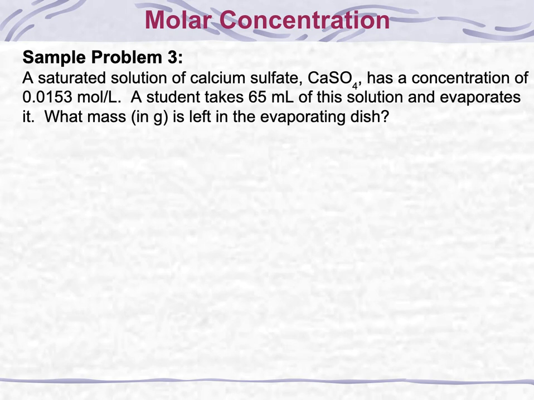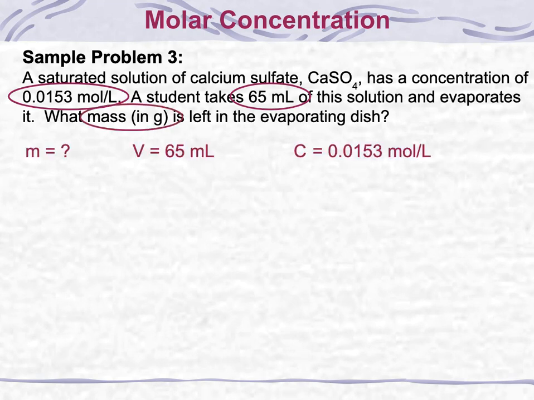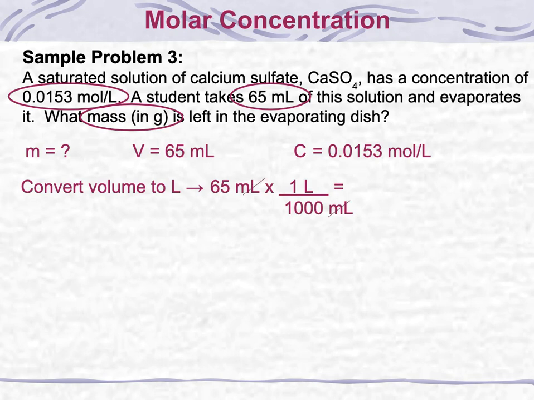So we'll find the information in the question. We've got a concentration of 0.0153 moles per liter and a volume of 65 milliliters, and we're being asked to find the mass. So the volume in the question is in milliliters, so we always have to make sure we convert that to liters, right? So we divide by 1,000, we get 0.065 liters.